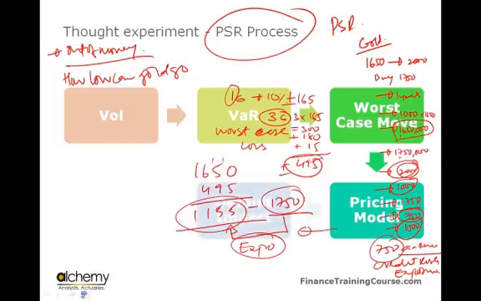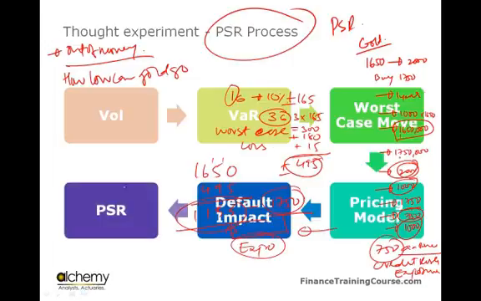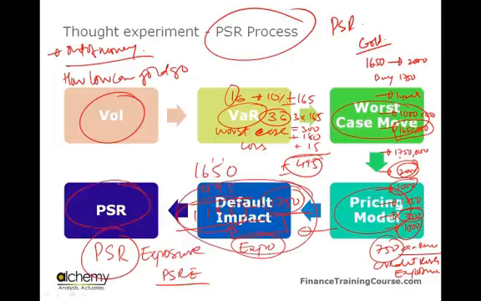And then I take this and calculate my default impact, which is what I've just done, and then I give you my PSR. So this is my pre-settlement risk exposure, hence the term PSRE. Right? Did you follow that? So in simple terms, standard deviation and volatility give me my worst case move, which gives me my worst case loss, which then gets plugged into my pricing model, which then gives me my default impact, which then gives me my pre-settlement risk limit, right?